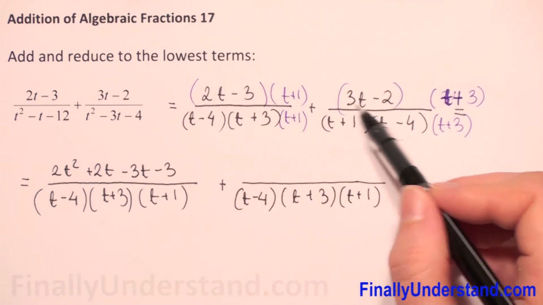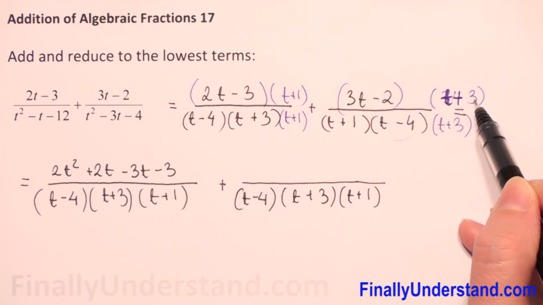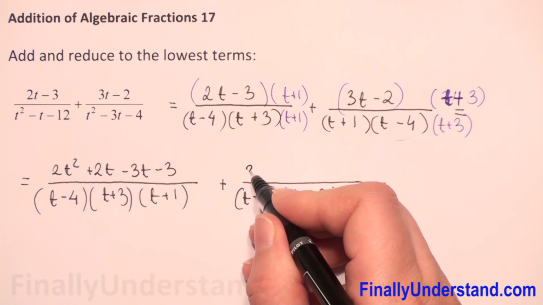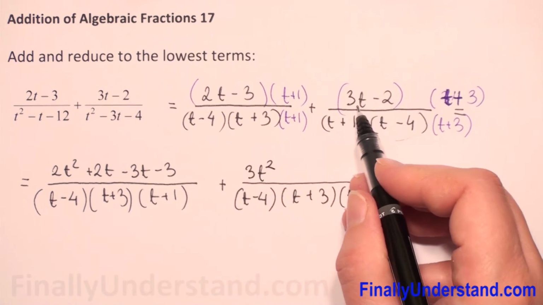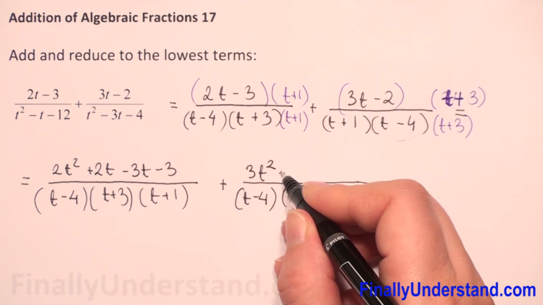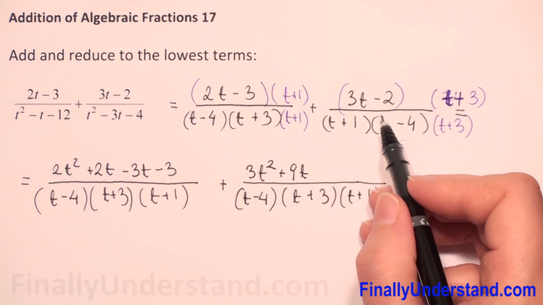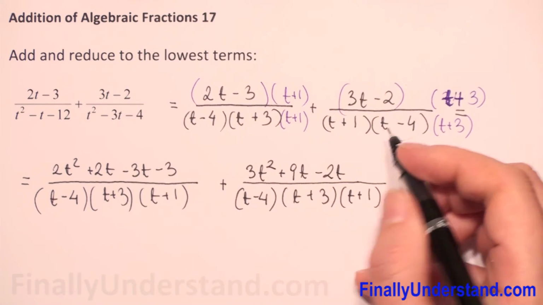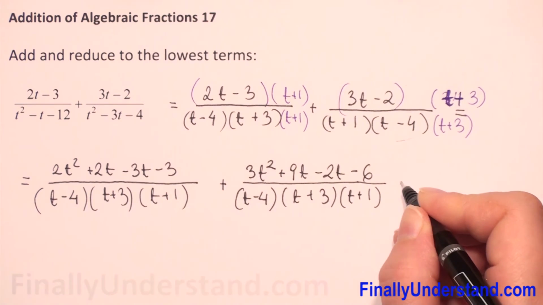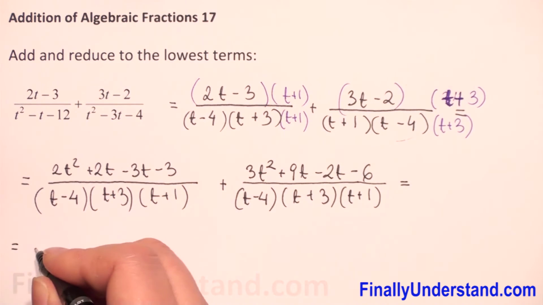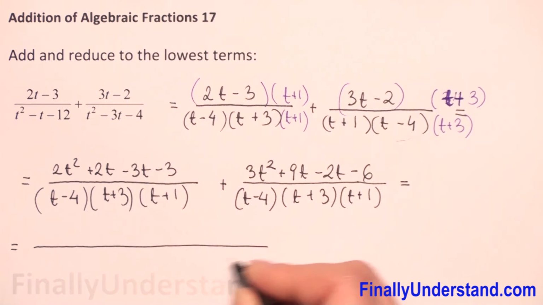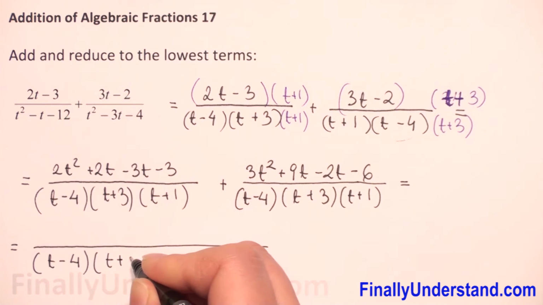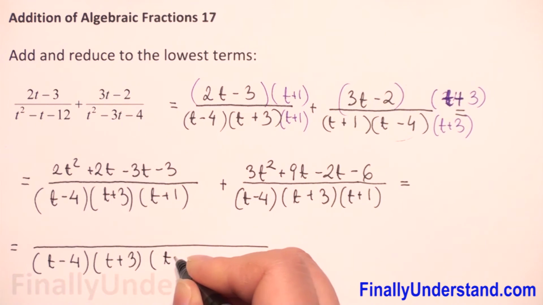And now every expression in the first parenthesis by every expression in the second parenthesis. 3t times t is 3t squared. 3t times 3 is 9t. Negative 2 times t is negative 2t. Negative 2 times 3 is negative 6. Now we have the same denominator, so we copy the denominator and we can add numerators.